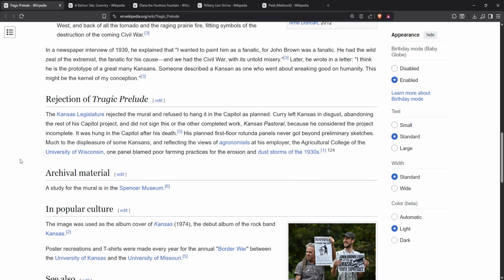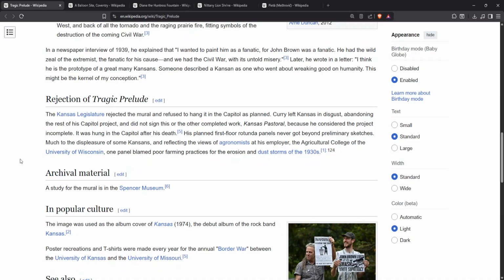Rejection of the Tragic Prelude. The Kansas legislature rejected the mural and refused to hang it in the Capitol as planned. Curry left Kansas in disgust, abandoning the rest of his Capitol project. He did not sign the other completed work, Kansas Pastoral, because he considered the project incomplete, and he never finished the Capitol after his death.